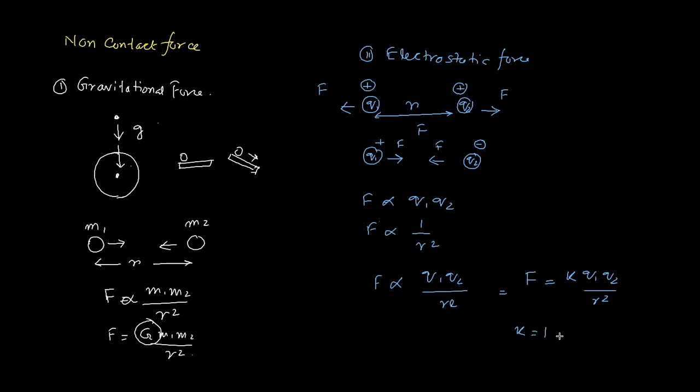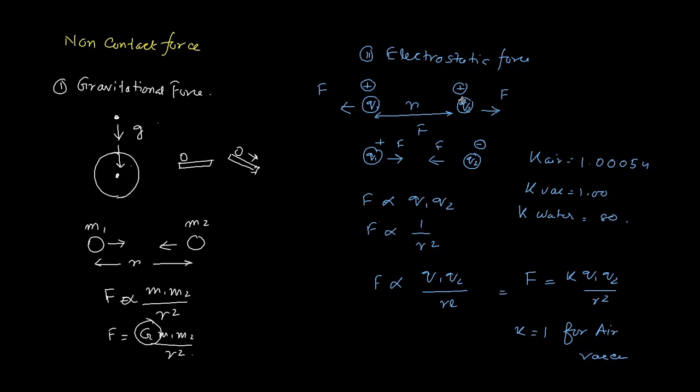K is equal to 1 for air or vacuum. Basically K air is equal to 1.00054, K vacuum is exactly 1, and K water is equal to 80. That means the electrostatic force between two charges separated by distance r is 80 times smaller when the same charges are kept under water at the same distance. The force between them decreases by 80 times.